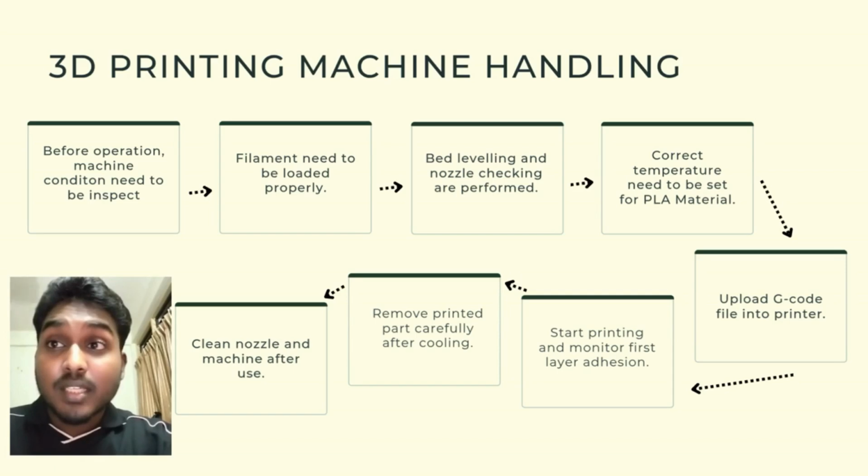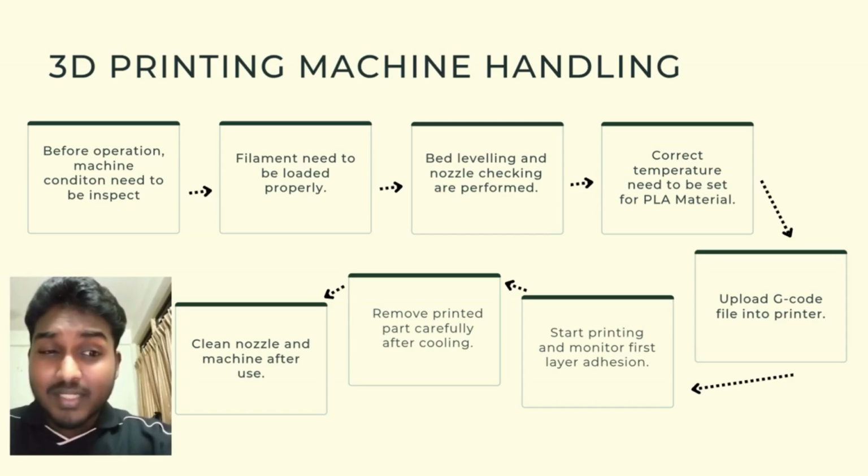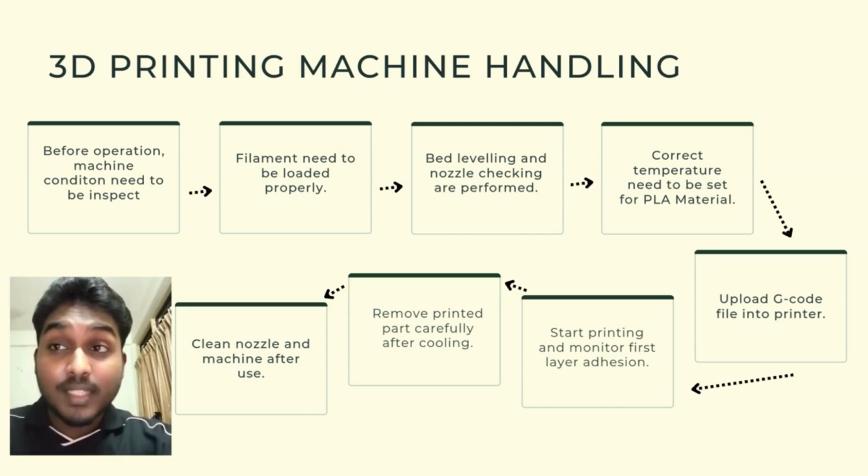Next, bed leveling and nozzle checking are performed. What they're trying to say is we need to adjust the bed height and ensure the nozzle is at the correct distance for good printing quality. And fourth, the correct temperature needs to be set for the PLA material. The temperature should be balanced so that there will be no accident or stringing during the printing process.